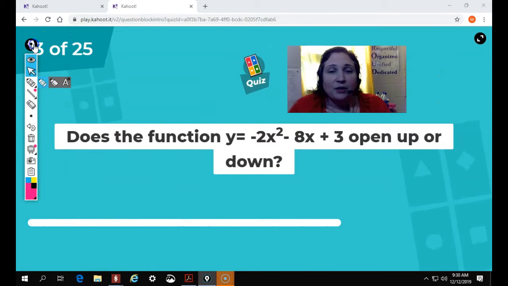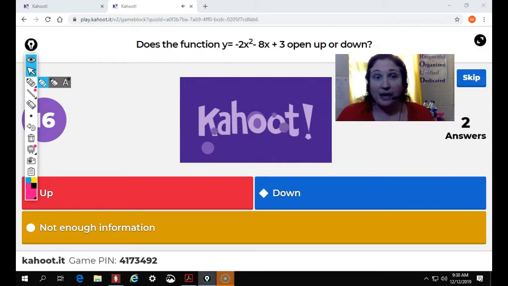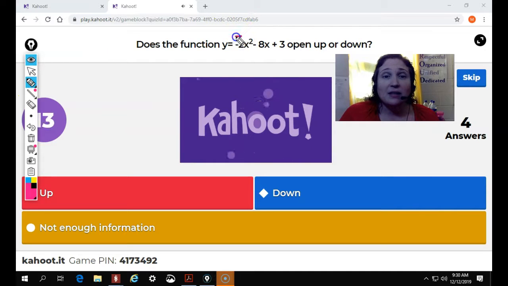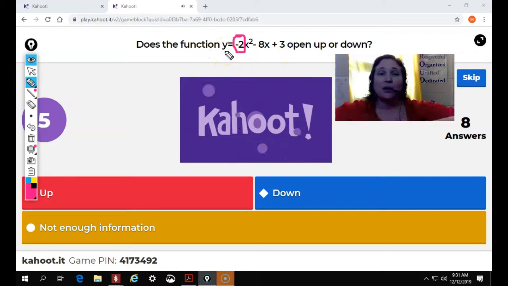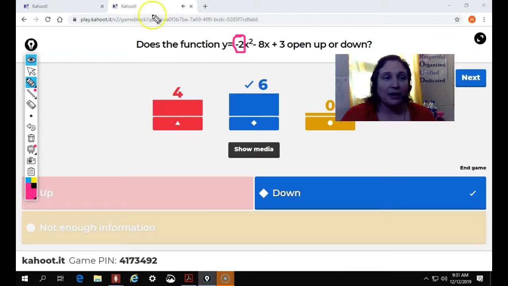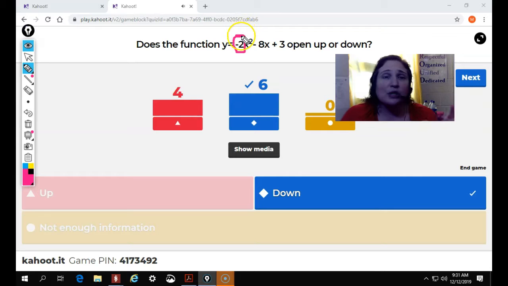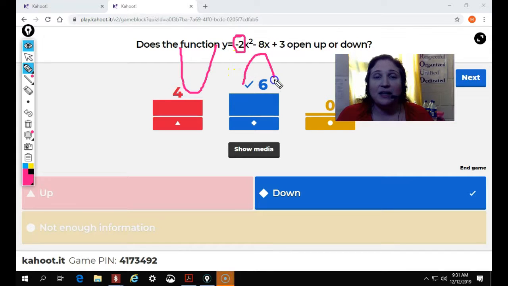Does the function y equals negative 2x squared minus 8x plus 3 open up or down? When you have equations like this, you're going to pay attention to whatever that a term is. If that a term is positive, it's going to point up. If the a term is negative, it's going to point down. Okay? So that's what you have to remember. You always just look at the sign in front of our a. If it's positive, it's pointing up, which means it would look like this. If it's negative, it's going to be down. Next.